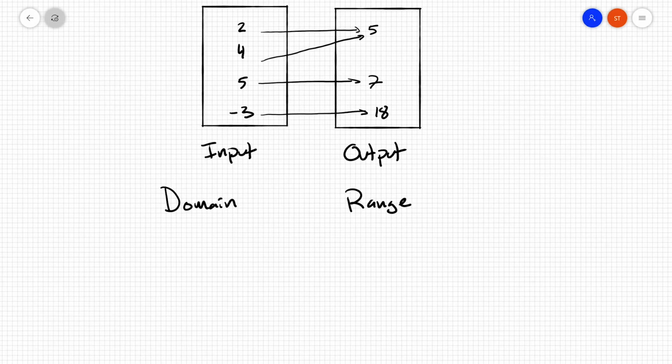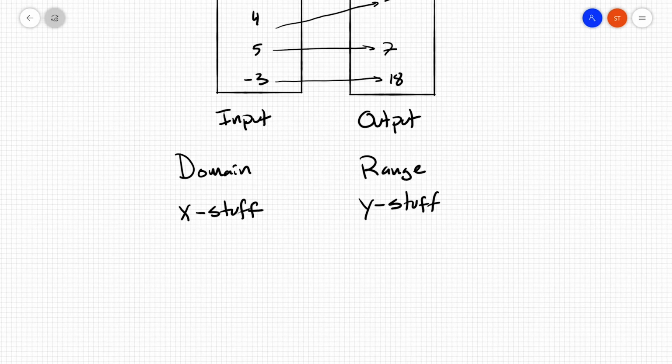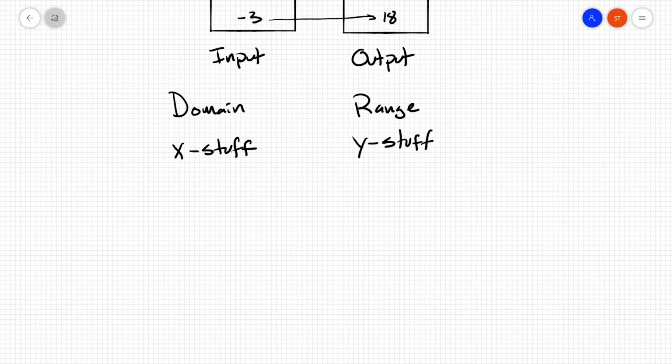When we're doing graphs and more algebraic kind of stuff, the domain is typically our x stuff, and the range is typically our y stuff. All of the x's and all of the y's. There's a couple other vocabulary words I want to point out. These are probably not as commonly used, but I super like them for story problems.